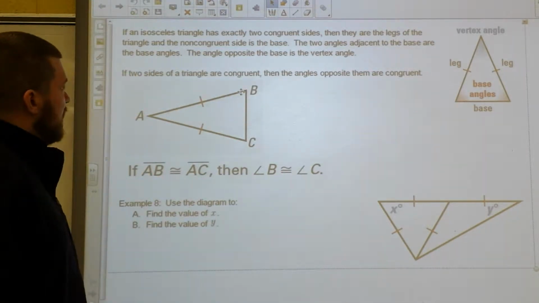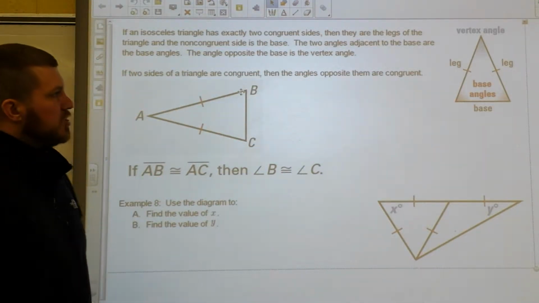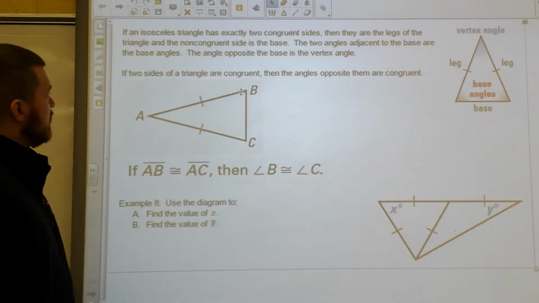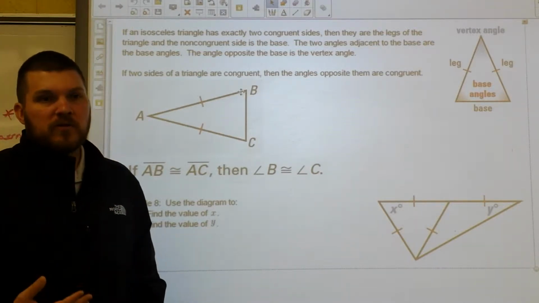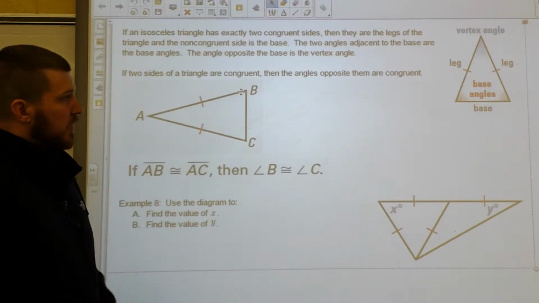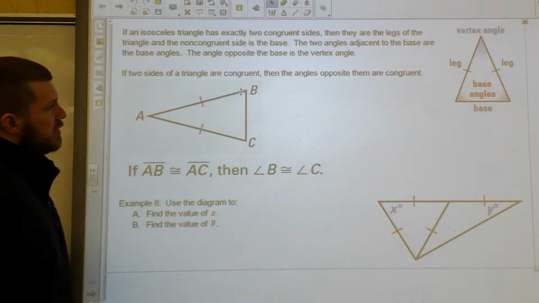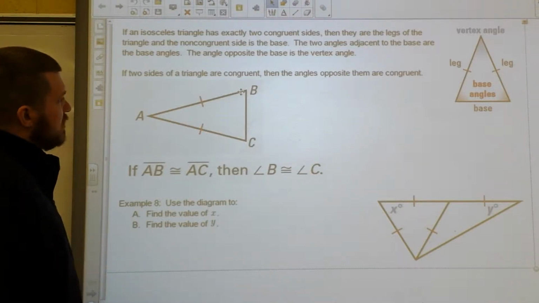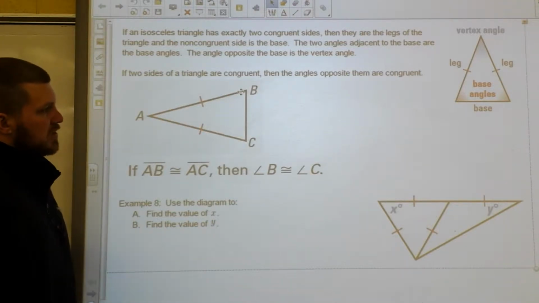And we're told that if an isosceles triangle has exactly two congruent sides, then they're called the legs of the triangle, and the non-congruent side is called the base. We know that from the very first video in this chapter, where we were describing some definitions classifying triangles. The two angles that are adjacent to the base are called the base angles, and the angle opposite the base is called the vertex angle.